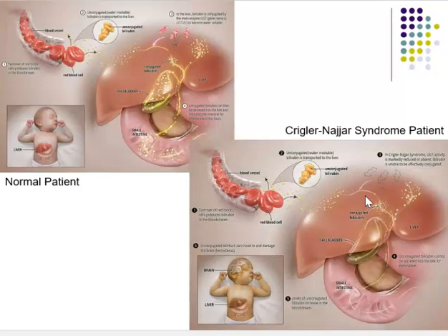So what did we learn about unconjugated bilirubin? It loves to go to nervous tissues, especially to the brain. So that unconjugated bilirubin is going to travel up to the brain tissue, and it's going to damage the brain tissue. And that's exactly what happens in a patient with Crigler-Najjar syndrome.